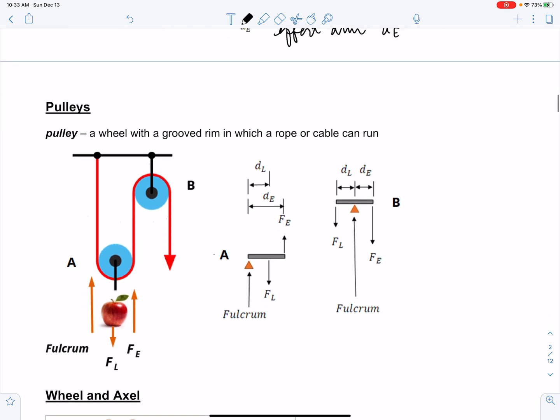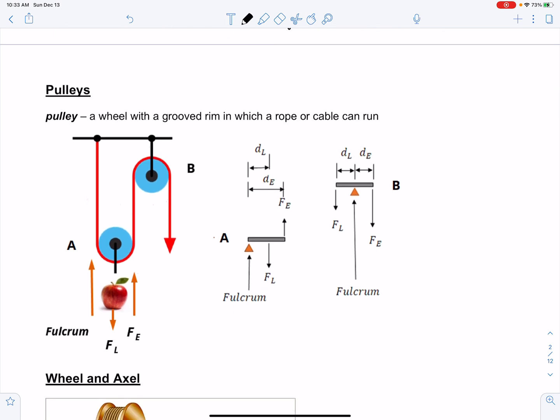A pulley is a wheel with a grooved rim in which a rope or cable can run. And if you take a look, you still have these same quantities that can be identified and measured within a pulley system. So you do have a fulcrum, you do have an effort force, and you do have a load force. You can also measure the effort arm, which is the distance between the fulcrum and the effort force, as well as the load arm, which is the distance between the fulcrum and the load force.